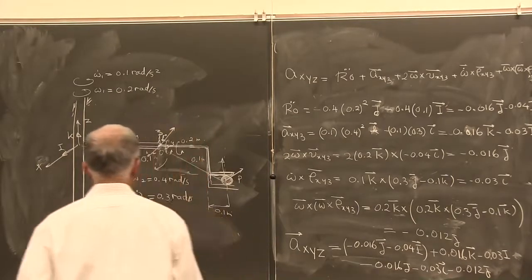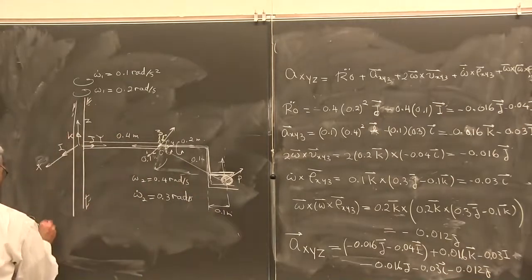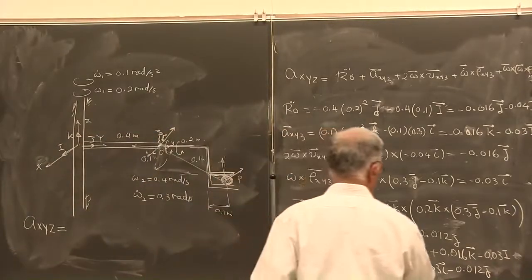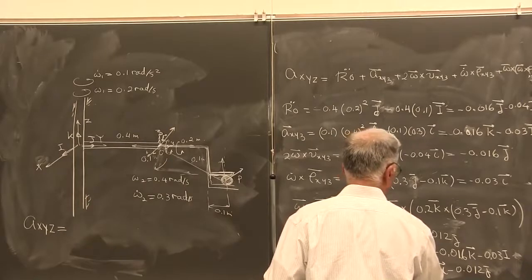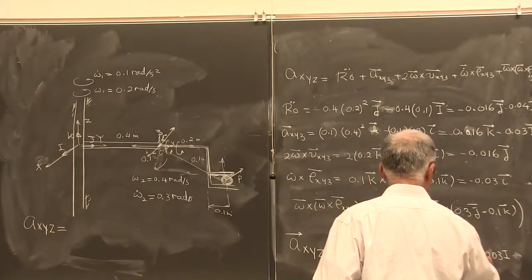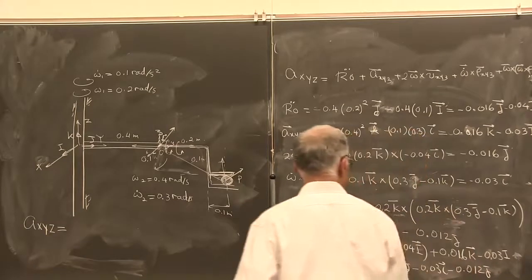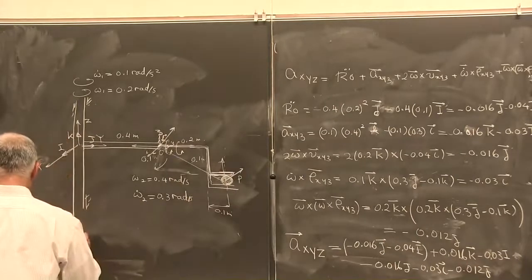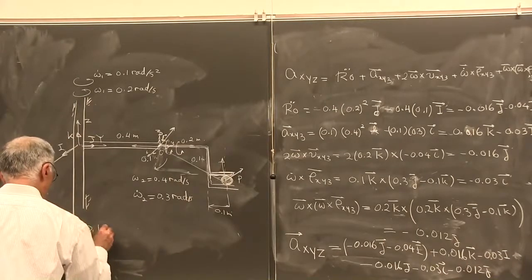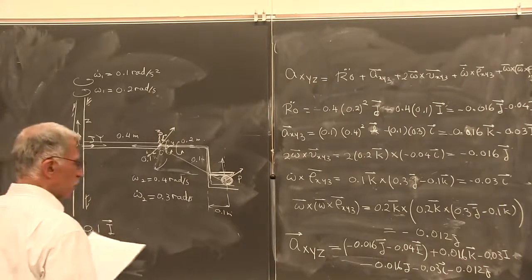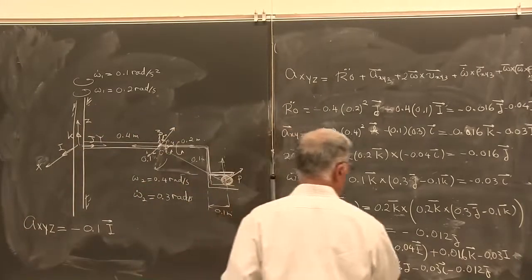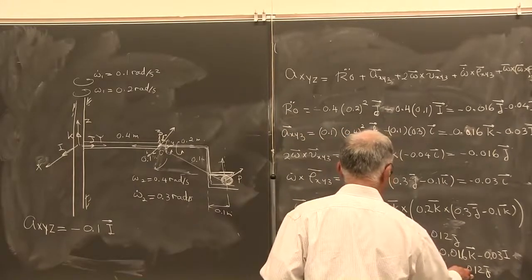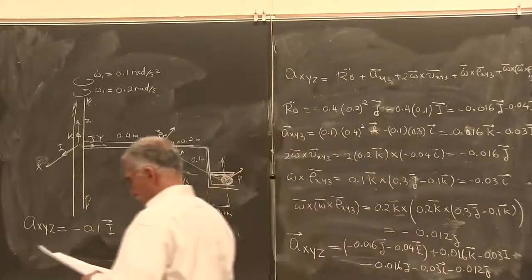So if you put them together, the acceleration of the particle, ax, y, z. All of the i, you put them together, this is 0.04 i, that becomes 0.07, and this becomes 0.1, and all of them are negative, so that becomes 0.1. All of the j, you put them together, that's 0.016 here, another 0.016 here, and another 0.12 here. So that becomes 0.2.